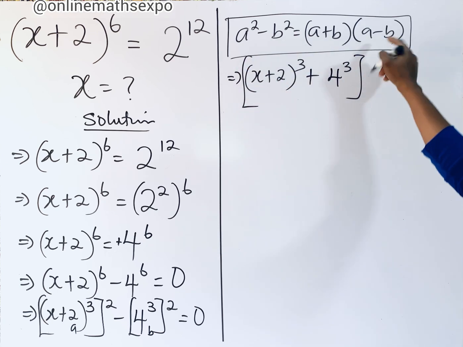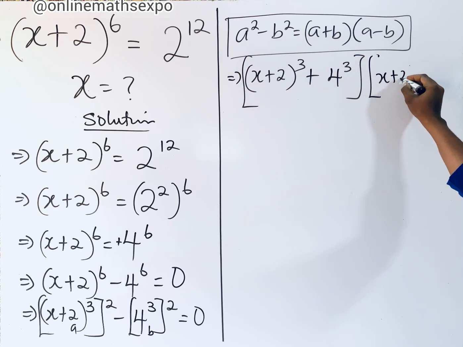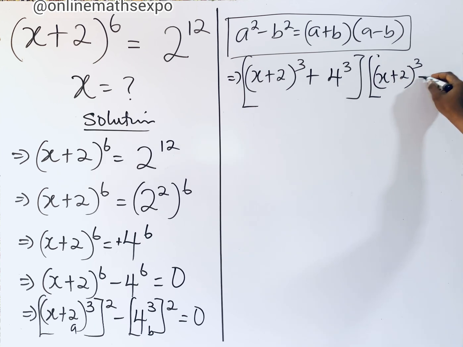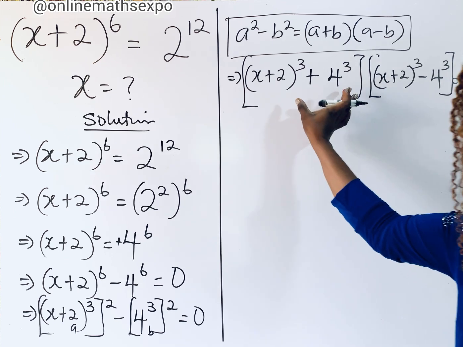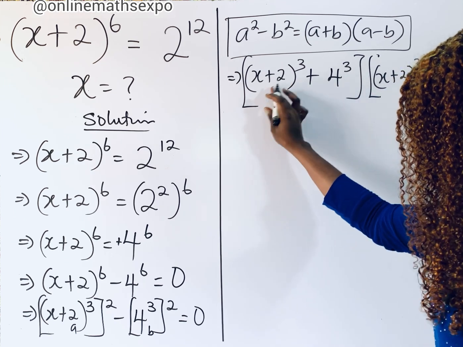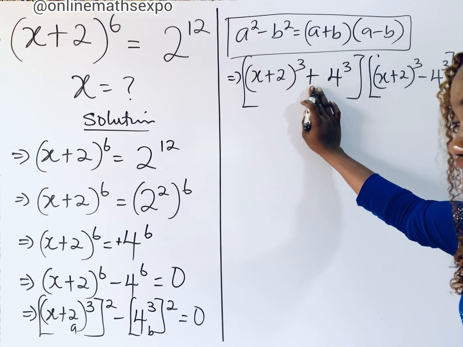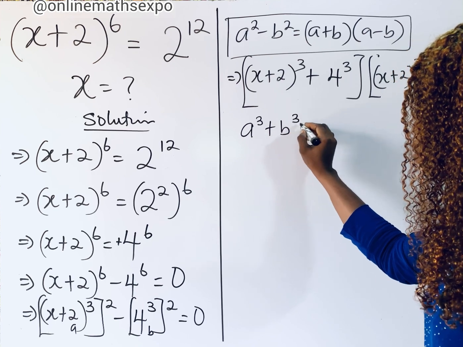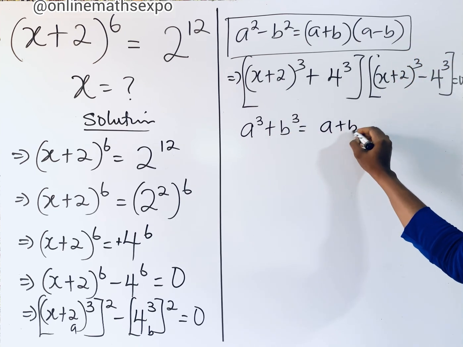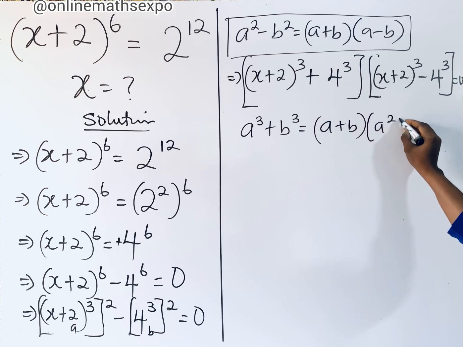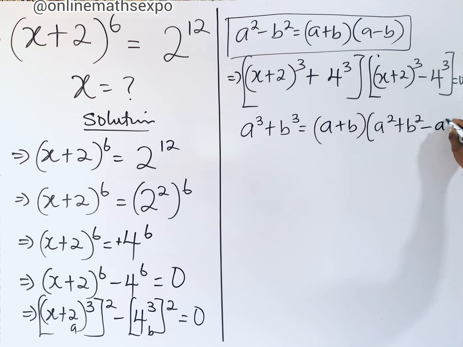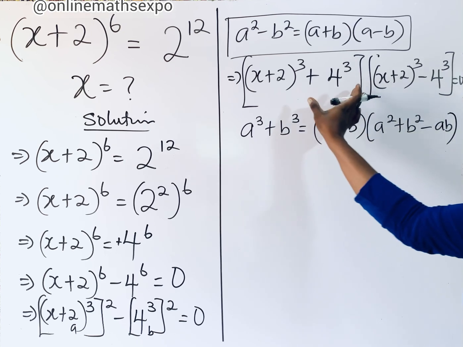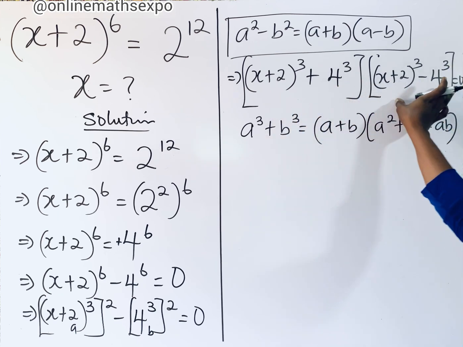Then we go for the subtraction. So we have (x+2)^3 minus 4^3 is equal to 0. Interesting. Now, what do you do next? Observe carefully that whenever you see these two powers are 3 and there is addition, just remember that for every a cubed plus b cubed, it gives you (a plus b) into (a squared plus b squared minus ab). Okay, now we are going to work with this first, then we come back for this.